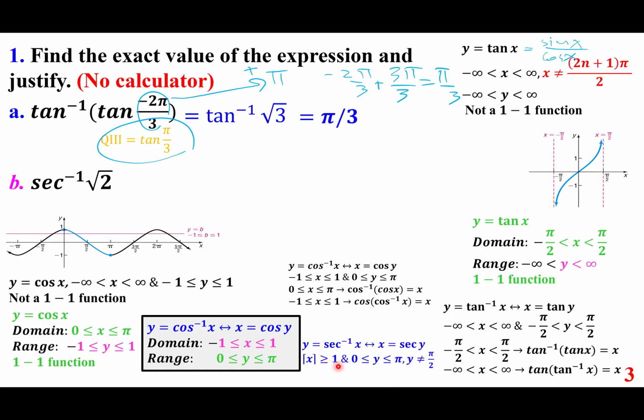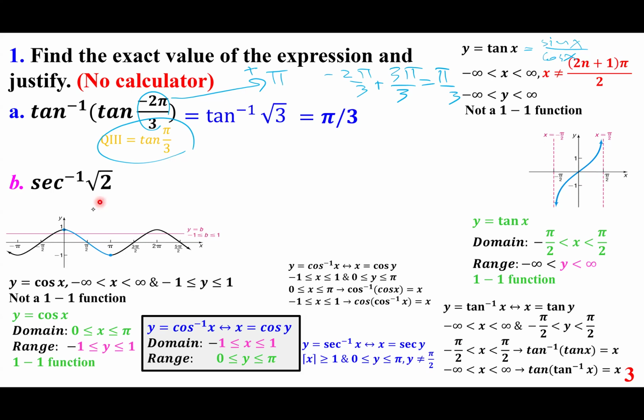Absolute value of x is larger than or equal to 1. Y is between 0 and pi. Y can't be pi over 2. These are the restrictions that we use for secant. As you recall, the range for secant is all real numbers except the numbers between negative 1 and 1. The same thing for secant as well as cosecant.